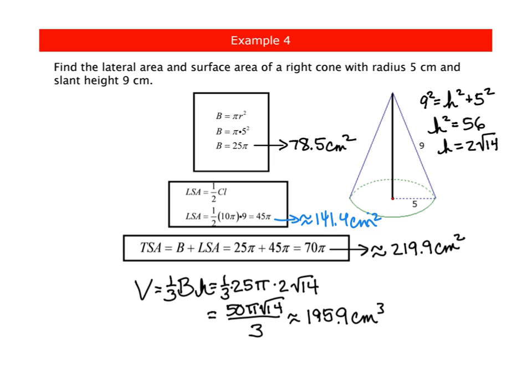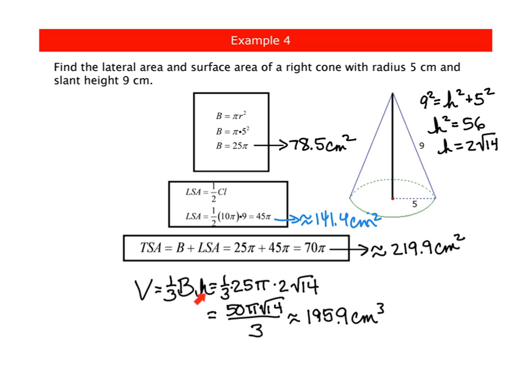Then I found my total surface area by adding my base to my lateral surface area. That's 25 pi plus 45 pi gives me 70 pi. So my total surface area approximate answer is 219.9 square centimeters.